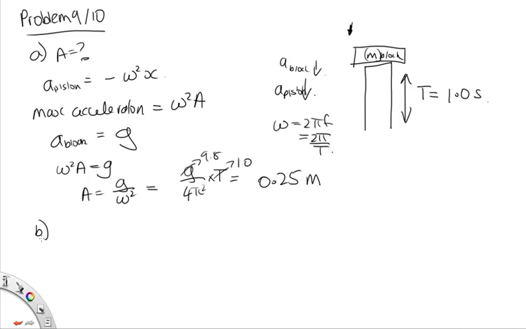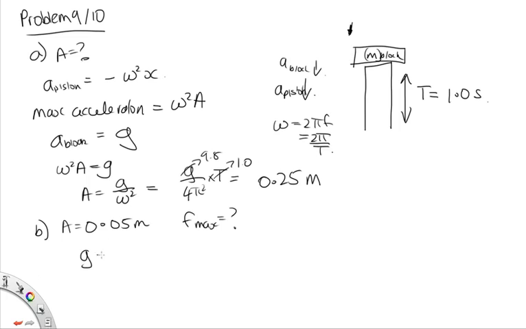Okay, part B says if the piston has an amplitude, so now the amplitude is equal to 0.05 meters. It's 5 centimeters, which we can write as 0.05 meters. What is the maximum frequency with which this can oscillate and them still remain in contact? Well, once again, the maximum acceleration for the block is given by g, and for the piston it's given by omega squared a. And so when this exceeds this, then the piston's going to be accelerating down faster than the block and they will lose contact.